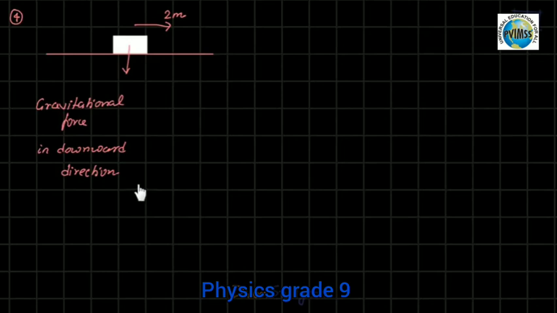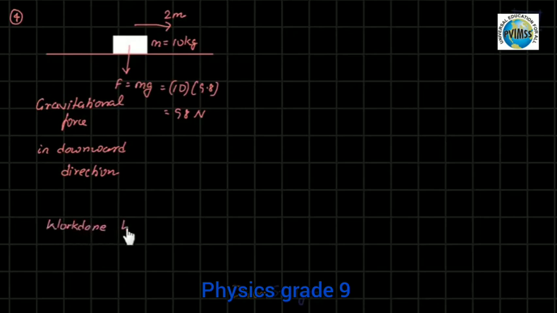Okay students, suppose that the mass of this block is m = 10 kg. Then the force will be F = mg, which is mass 10 times g, 9.8. You have studied the gravitational force in the previous chapter, and I hope you are able to recall that chapter.